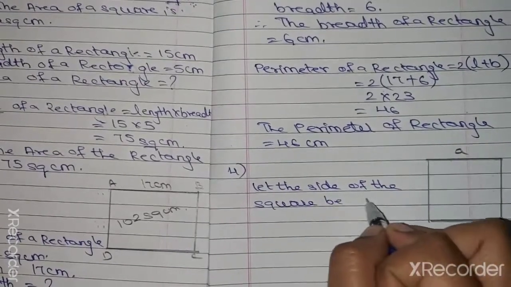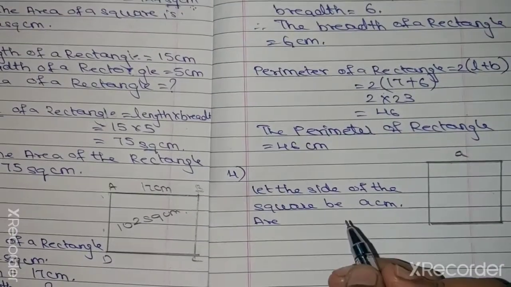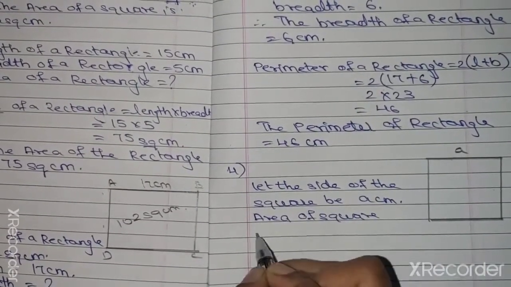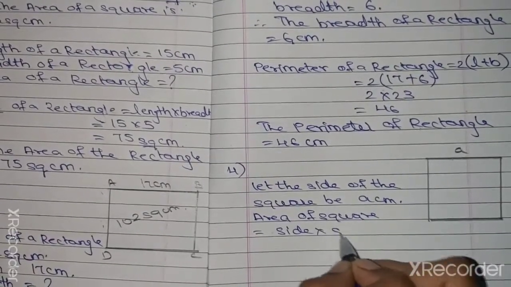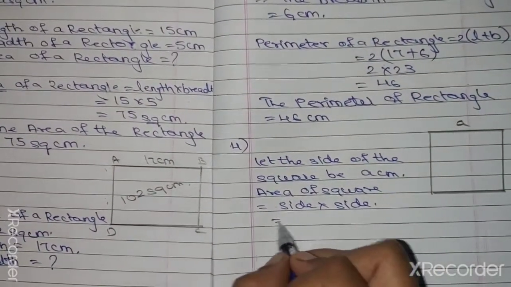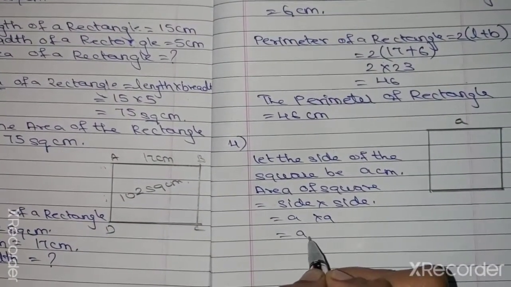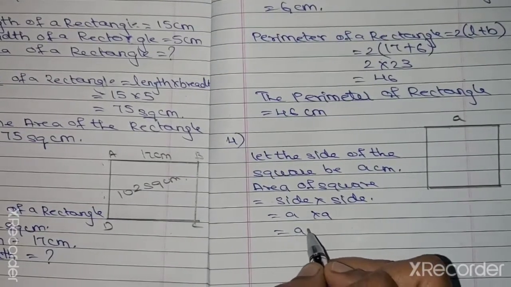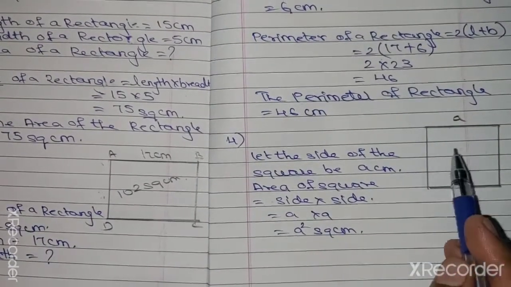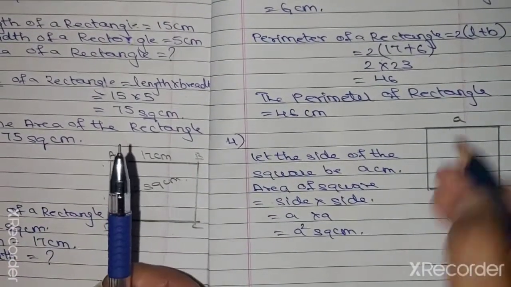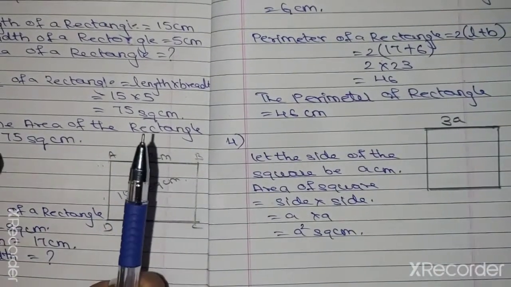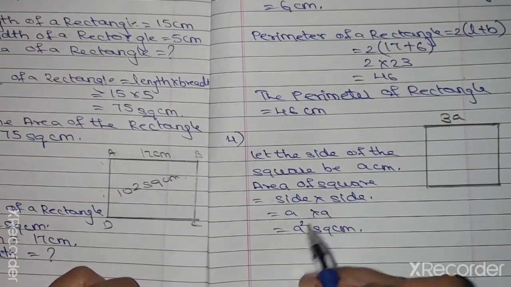Let the side of the square be A centimeter. Its area equals side multiplied by side. How much is the side? A. So A multiplied by A gives A square centimeter. Then now it is tripled. Triple means 3A. The side of the new square is 3A.